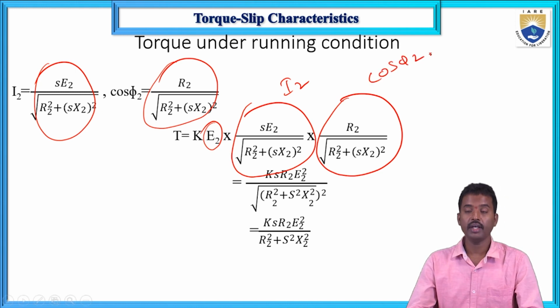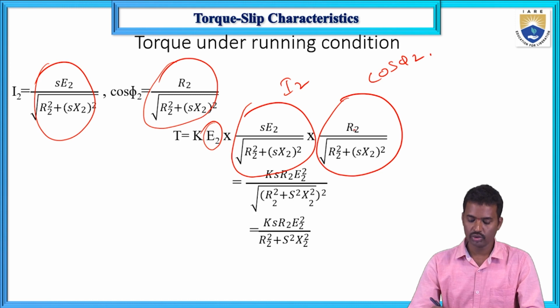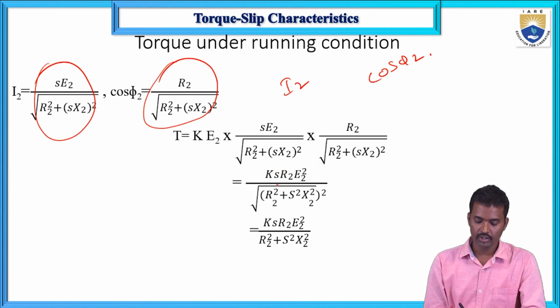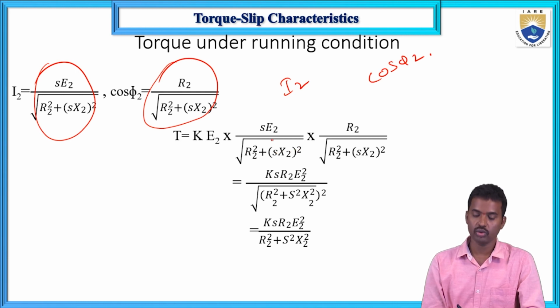At running condition, cos phi equals R2 by square root of R2 square plus S X2 square, and I2, the rotor current, equals S into E2 divided by square root of R2 square plus S X2 square. And now if you multiply this, K into E2 square and R2 S divided by R2 square plus S X2 square whole square, and this. So this is 2 times, so this square and this square root get cancelled.